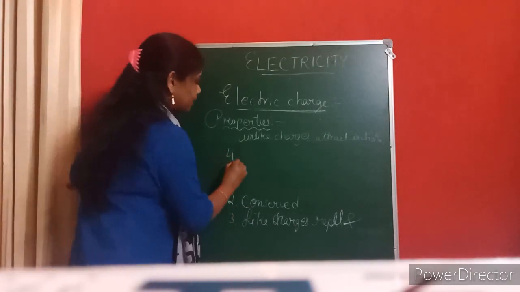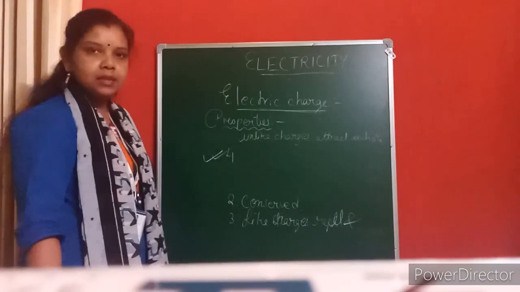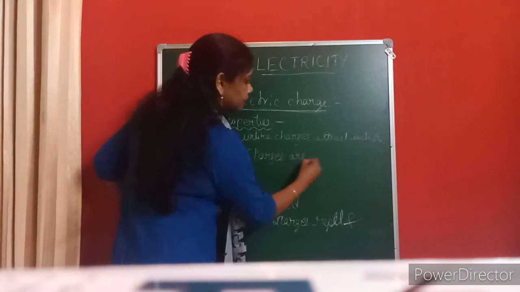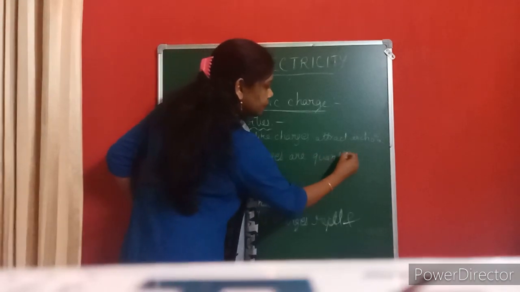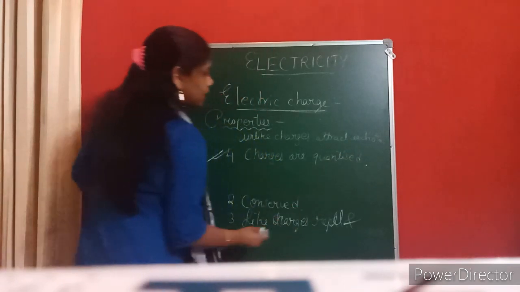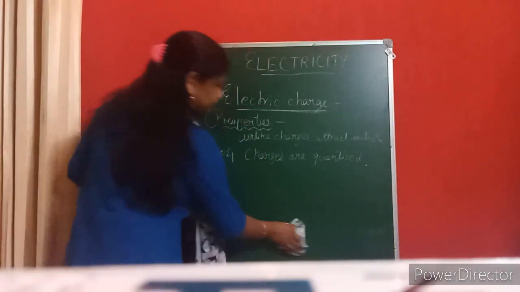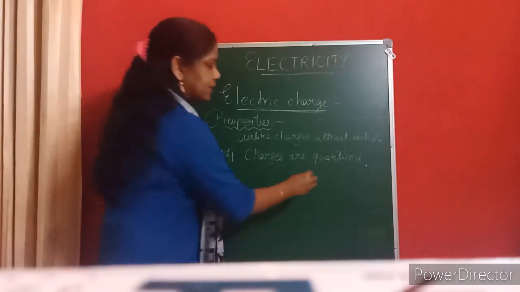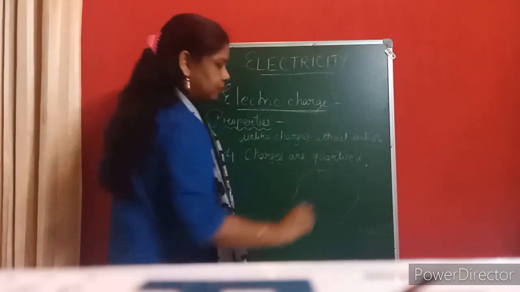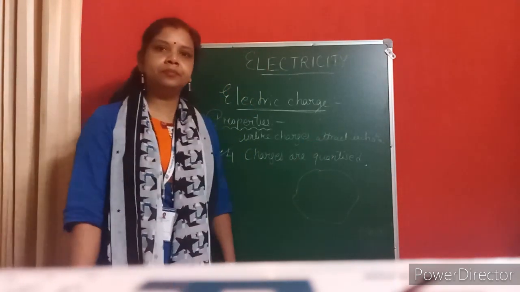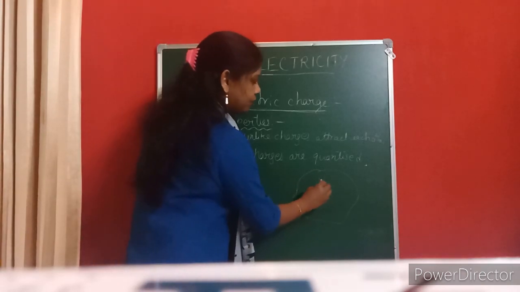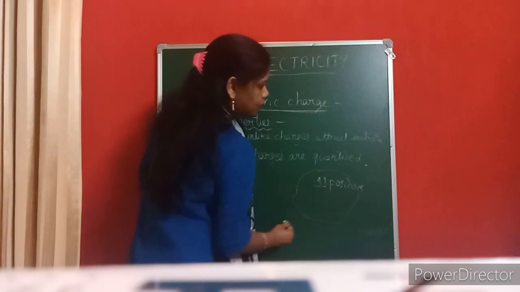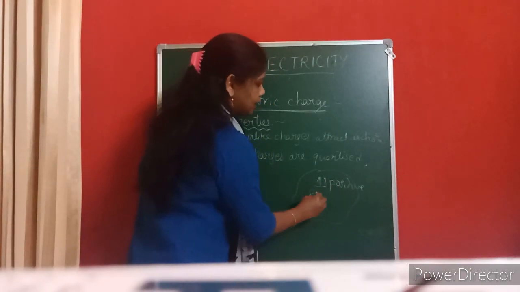And the last one, which is the most important one: charges are quantized. Now, what is the meaning of quantized? Okay, let's take a body. Suppose it has 11 positive charges. I'm not writing proton and electron, just 11 positive charges. Then I wrote that suppose it has 8 negative charges.